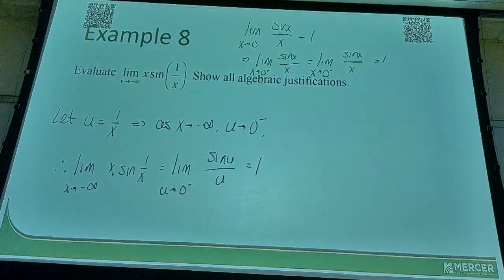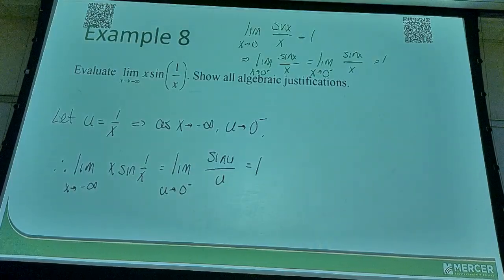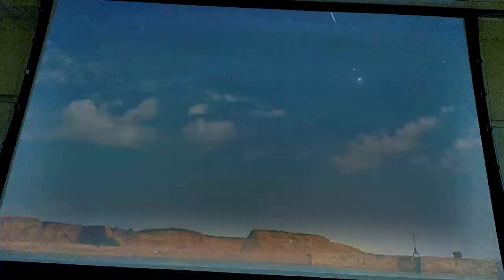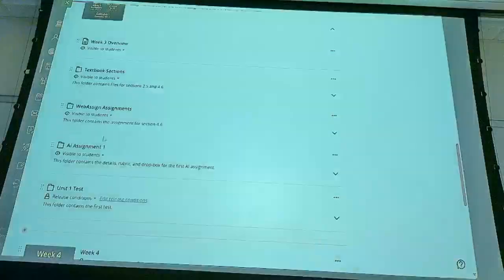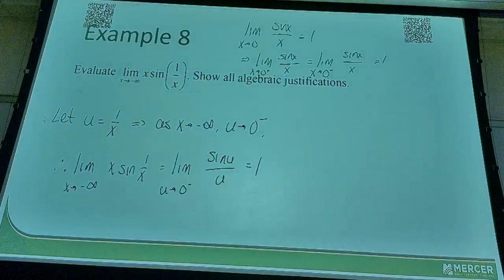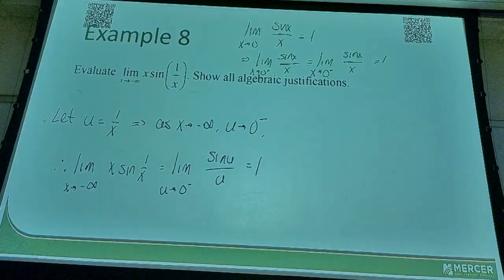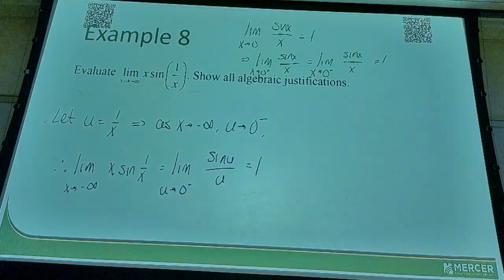So good news and bad news. The good news is you only have one homework assignment, a web assignment. I'm not giving an assignment on 2.5 because that is the formal definition of limit. It's all proofs. It's kind of difficult to do that on a web assignment. So I just don't do it.